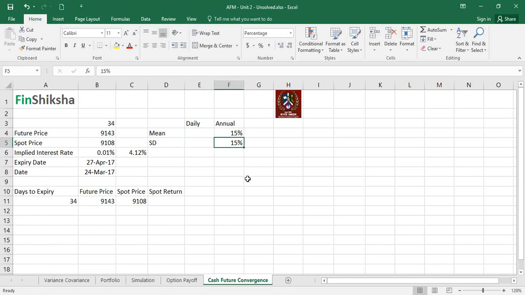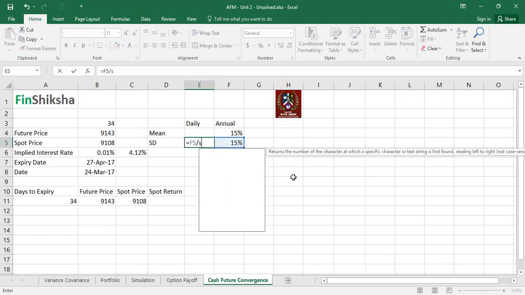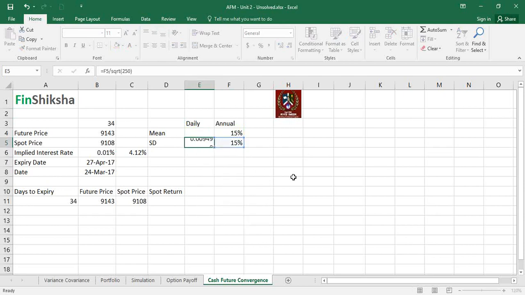Remember, annual standard deviation comes from daily into square root of 250. So if I take this and divide it by square root of 250, we should get the daily standard deviation, right? Daily mean: annual return is 1 plus r raised to the power 250, because there are 250 trading days, and that's equal to 1 plus 15%. So here I'm going to take 1 plus 15% raised to the power 1 by 250 minus 1, and that's my daily return.